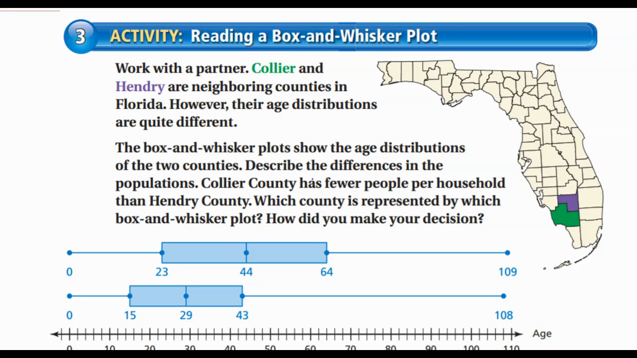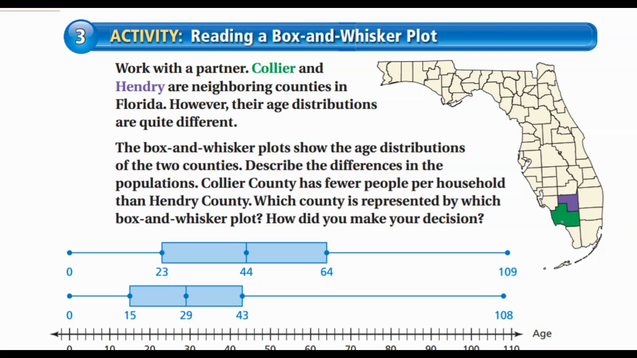Collier County has fewer people per household than Hendry County. Which county is represented by which box and whisker plot? And how did you make your decision? So this one's kind of trying to interpret the data and come up with an answer. So let's look at it. It says Collier County, which is the green county, has fewer people per household.